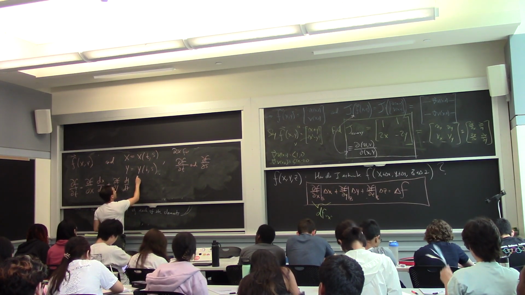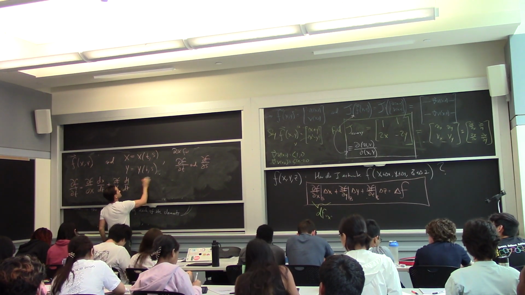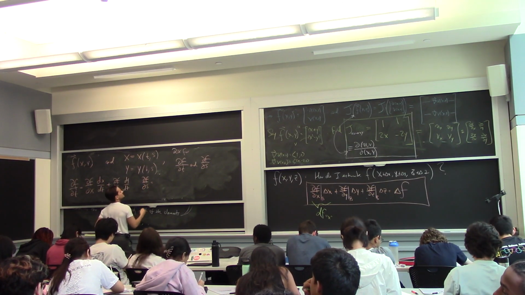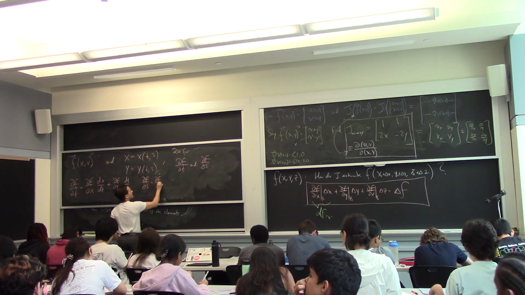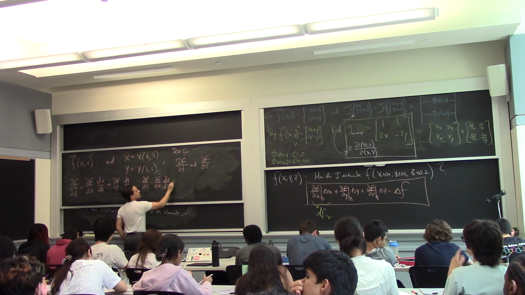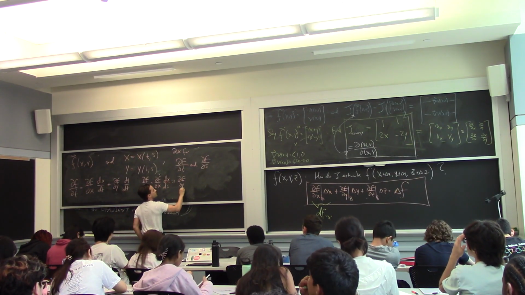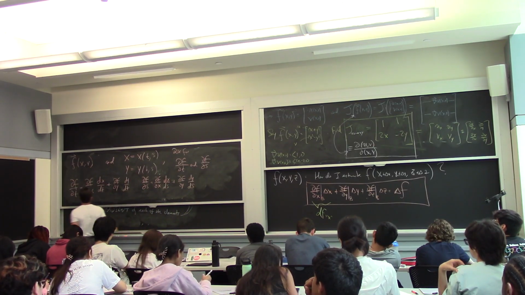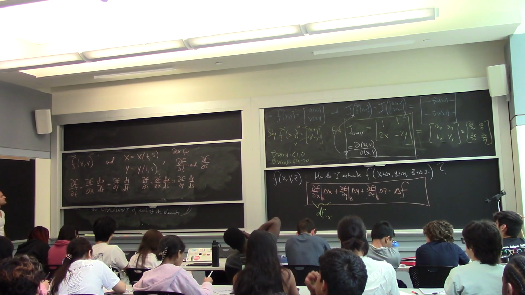What if I asked you for df by ds? How would I do that? I would do df by dx, dx by ds, plus df by dy, dy by ds. Are there any other dependencies between variables that I'm not capturing? As it turns out, no.